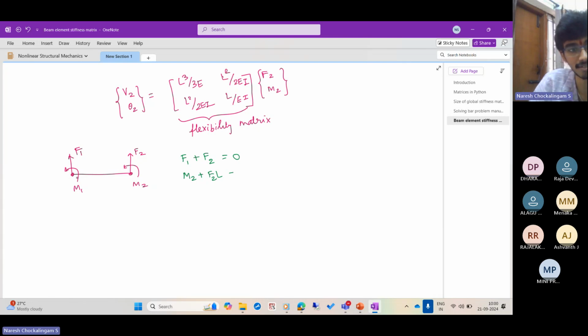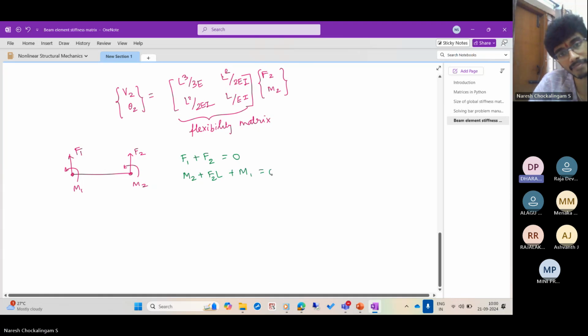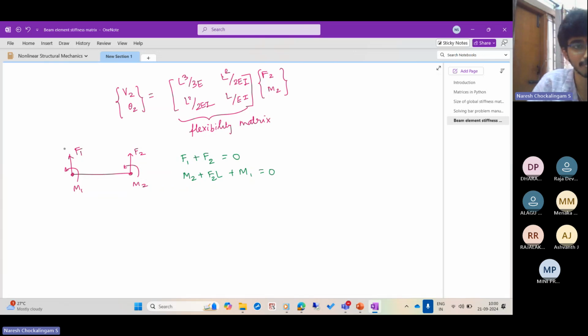Let's look at the signs. M1 and M2 are in the same direction, so it just gets added up. Plus M1. Yeah, right. So you should be careful. It's fine. So F1 will not contribute to the moment at this point, but the moment itself at that point will obviously contribute, right? So F1 will not contribute.